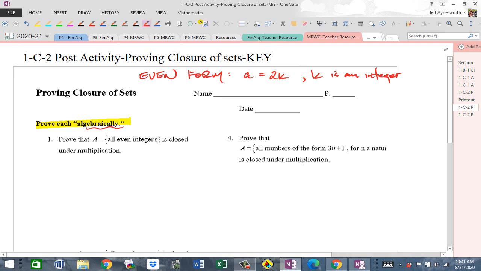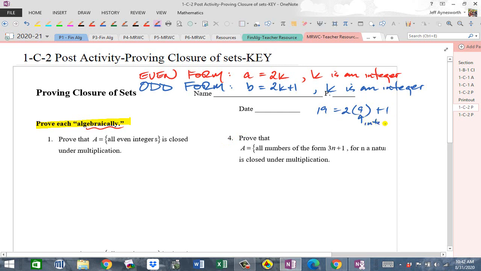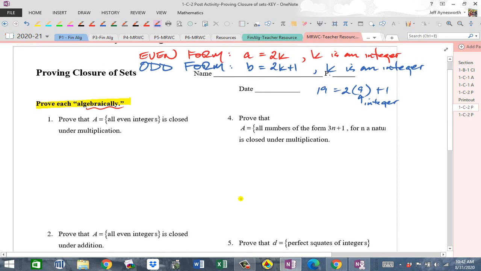That's even form. Odd form is different. They look different and they behave differently. We say that b is an odd number if it's in the form of 2 times an integer plus 1, where k is an integer. For example, 19 is 2 times 9, which is 18, plus 1 more. So if it's in this form, 2k plus 1, it's odd. If it's even, it's 2k. That's what we have to start off with.